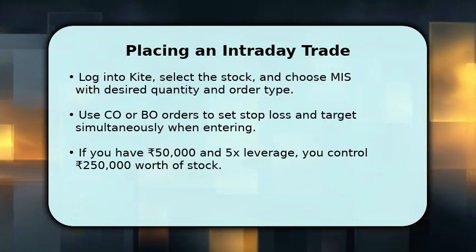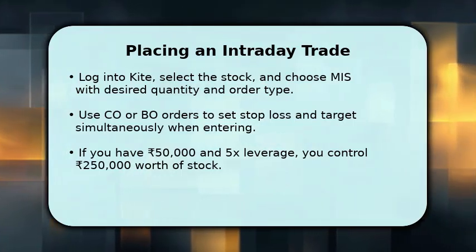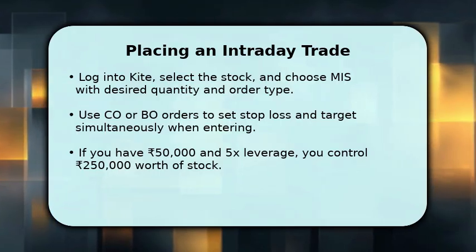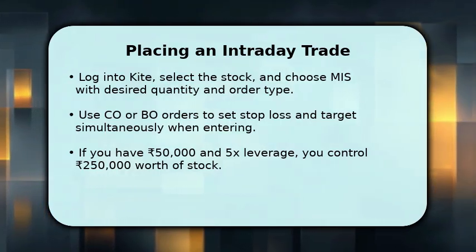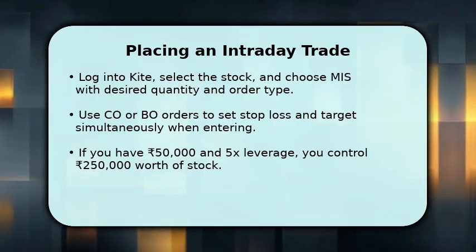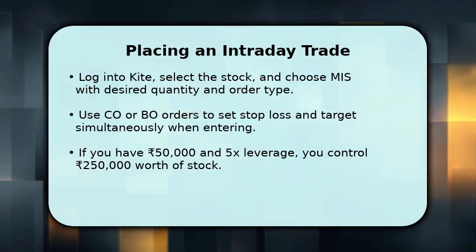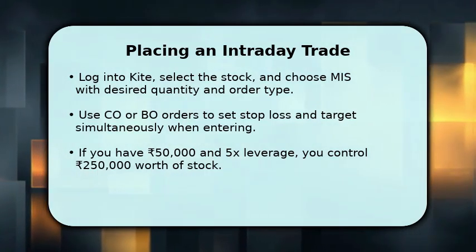Log into Kite and search the instrument you want to trade for intraday. Choose MIS to use margin and enter the desired quantity based on available leverage. Prefer bracket order BO or cover order CO to place stop loss and target at the same time.